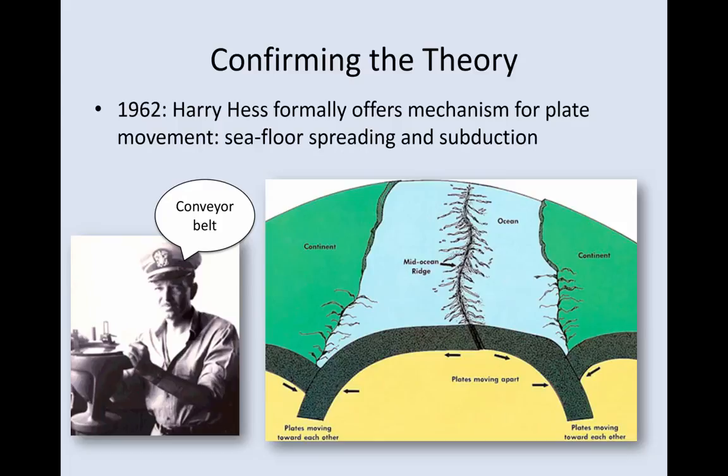The notion that at these mid-ocean ridges, tectonic plates are moving apart, forming new oceanic crust. At the margins of the oceans, these oceanic plates are being subducted. They're being pushed down and underneath the continents, back down into the mantle, where they're melted down and recycled, almost like a giant conveyor belt.